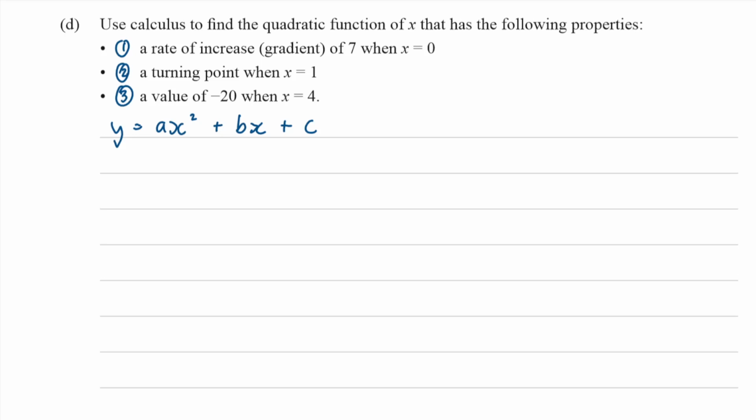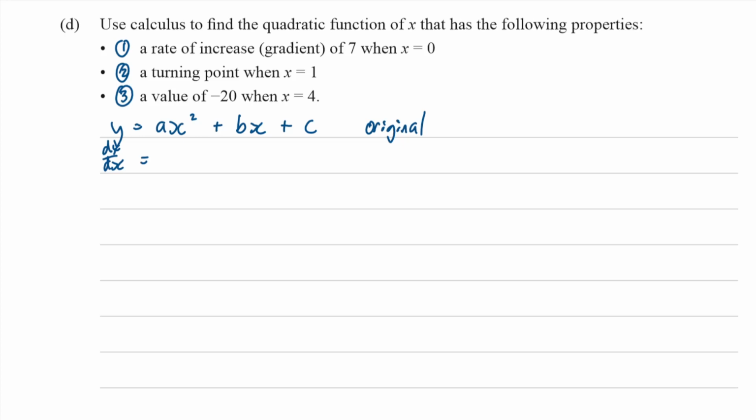So we can then solve for A, B, and C to then get our final equation. Alright, so let's just go in order. So a rate of increase, in other words, the gradient. So to use that information, we need the gradient function. Right, so our general form of a quadratic, that's great, so that's our original function. However, we need the gradient function. So that's dy by dx.